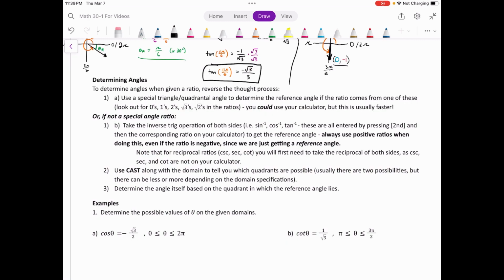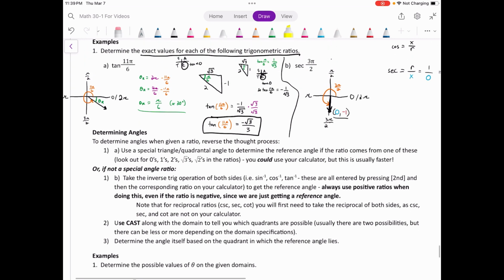Alrighty, so the last thing we're going to talk about here is basically just reversing this thought process. What if you're given the ratio and asked to figure out what the angle must have been? We just take this whole process and put it in reverse. So to determine angles when given a ratio, you use a special triangle or a quadrantal angle to determine the reference angle. Usually we get our ratio from the special triangle, but now we're going to use the ratio to think about what the special triangle could have been, if the ratio comes from one of these special triangles, that is.